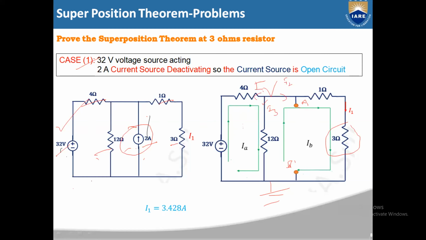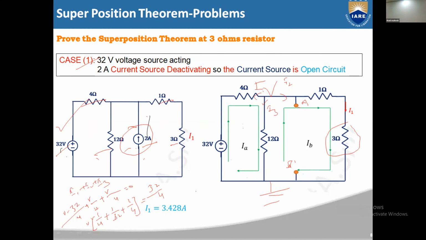(V minus 32) by 4, plus V by 12, plus V by (1 plus 3), that is 4, equal to 0. So take V common: V times (1 by 4 plus 1 by 12 plus 1 by 4) equal to 32 by 4. What is the value of this one? Tell me.